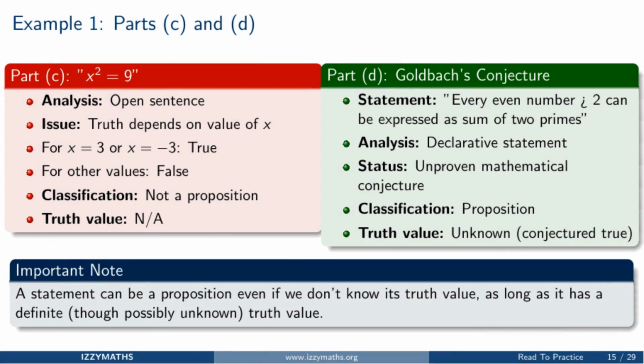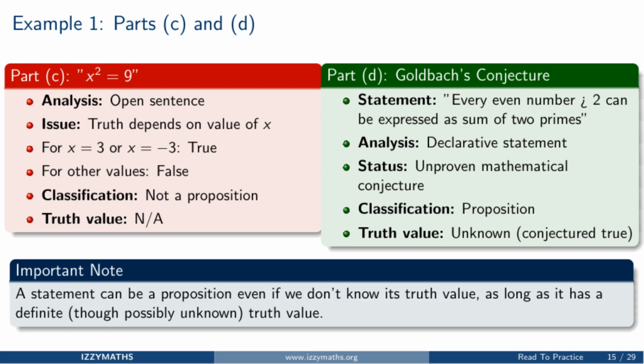Continuing with our analysis. Part C, x squared equals 9. This is an open sentence where truth depends on the value of x. For x equals 3 or x equals -3, it's true. For other values, it's false. Classification, not a proposition. Truth value, not applicable. Part D represents Goldbach's conjecture. Every even number greater than 2 can be expressed as the sum of two primes. This is a declarative statement and an unproven mathematical conjecture.